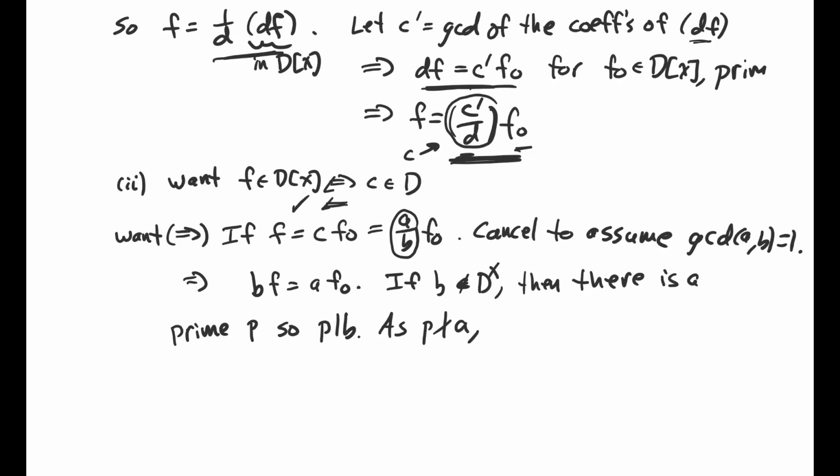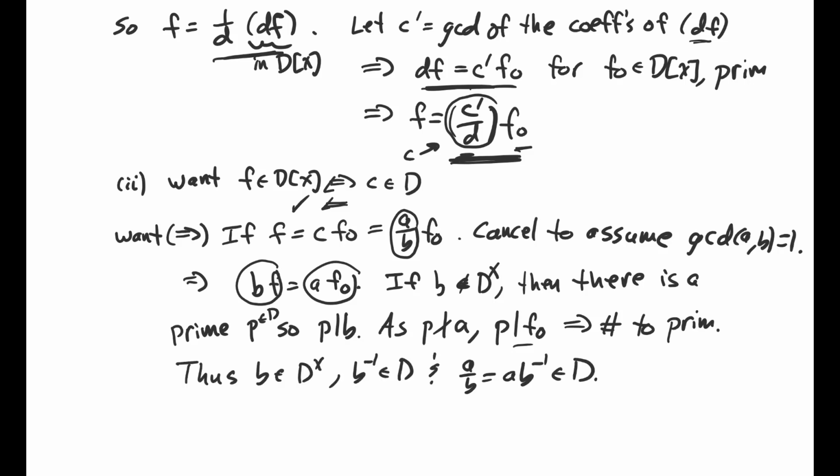Well, remember, since p divides b, p can't divide a because we already got rid of the common divisors. Since p divides this side, of course it divides this side, but because it's prime and not dividing a, it would have to divide f naught. But p is a constant that divides f naught, and the way it does that means it divides every single coefficient of f naught, which means that f naught is not primitive, which is the contradiction.